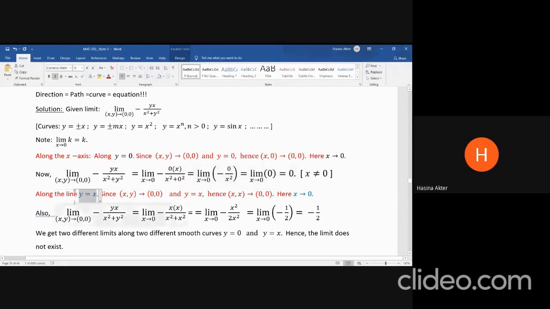If we go along the line y equals x, this is a smooth curve that goes through the origin. So this is one of those infinitely many directions. If I go along this line through the origin, then since (x, y) approaches (0, 0) and y equals x, I can replace y by x, then I have (x, x) approaches (0, 0). That means if x is close to 0, then y is close to 0. As a consequence, x approaches 0. See if you understand this.